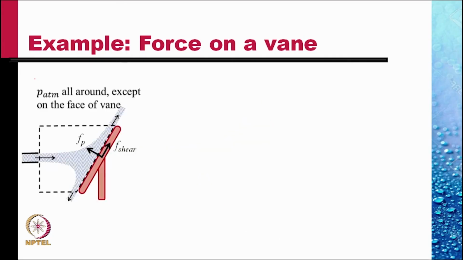What control volume do we choose? We could choose a control volume like this, where the control surface runs next to the vane. This is not a very good choice, since shear force would act on this control surface all along the vane, and so too would the pressure force. It's not easy to determine those forces.